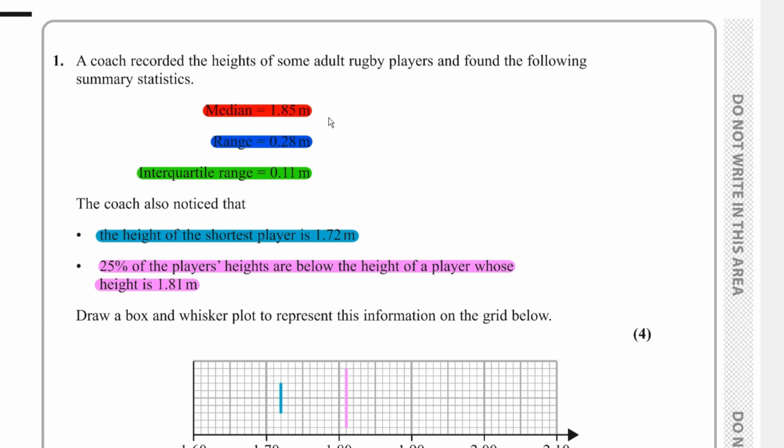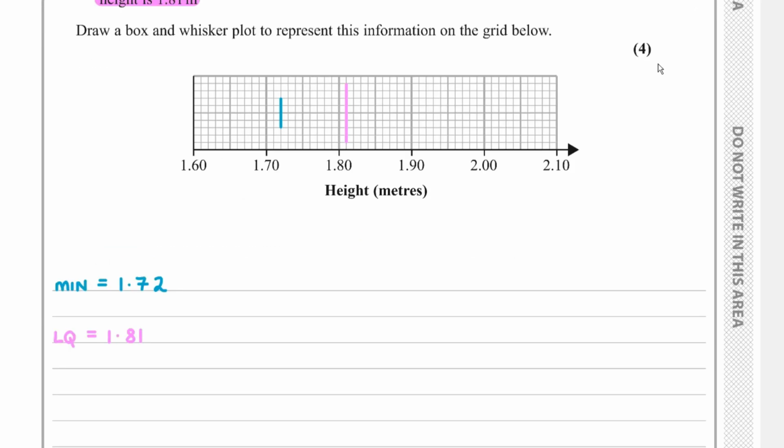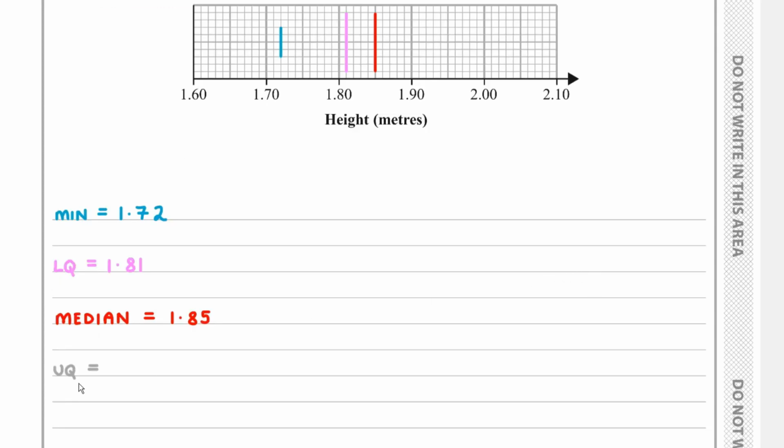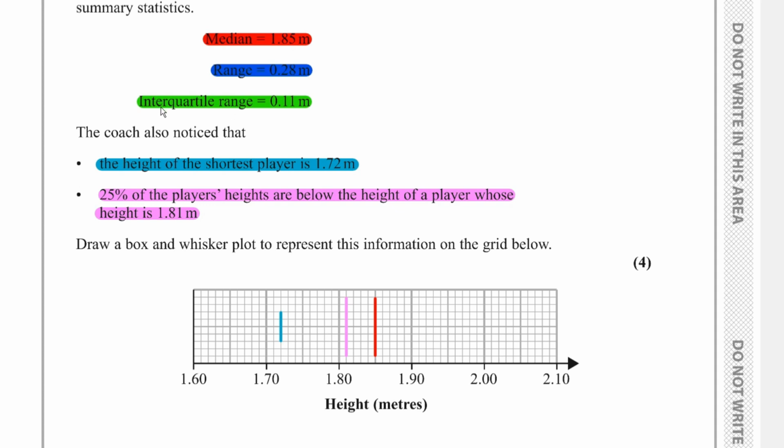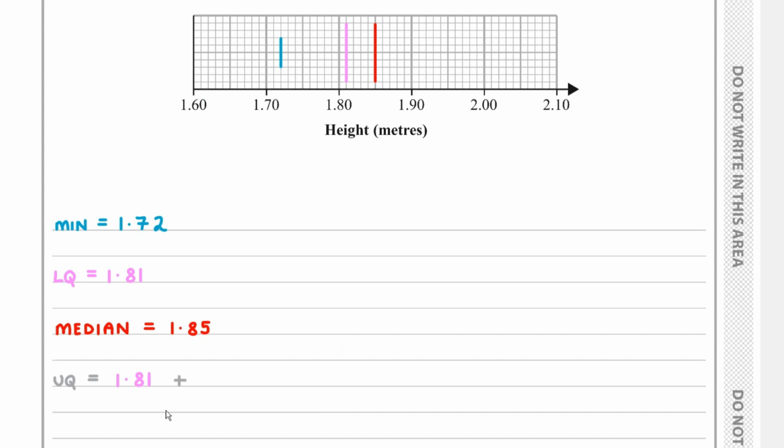We are told directly the median is 1.85 metres. So the median, 1.85 metres, can be represented on the box and whisker plot here. The upper quartile is equal to the lower quartile, 1.81, plus the interquartile range, 0.11. So adding 0.11 to 1.81, we find the upper quartile is equal to 1.92. So we have the upper quartile being 1.92.